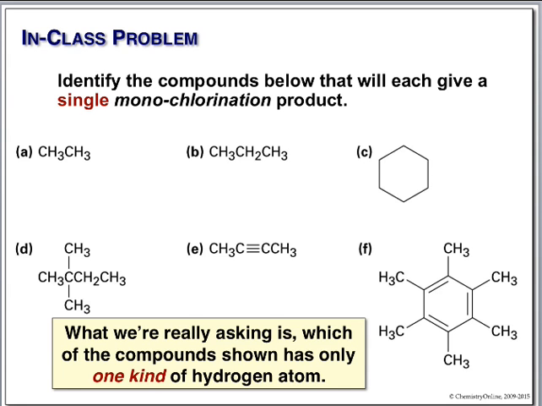Well, ethane here. We have two CH3s bonded together. All of these hydrogens are equivalent, aren't they? They're all on a carbon adjacent to a methyl group. So this has one kind of hydrogen. This is propane. One kind is going to be the methyl group on the end. But we also have a CH2 in the middle, and that's different.